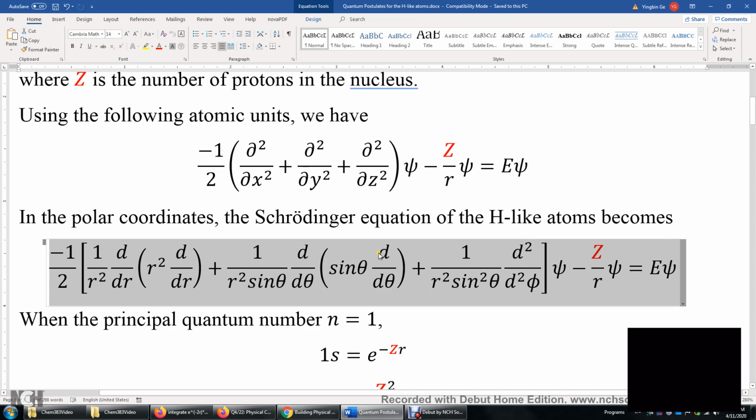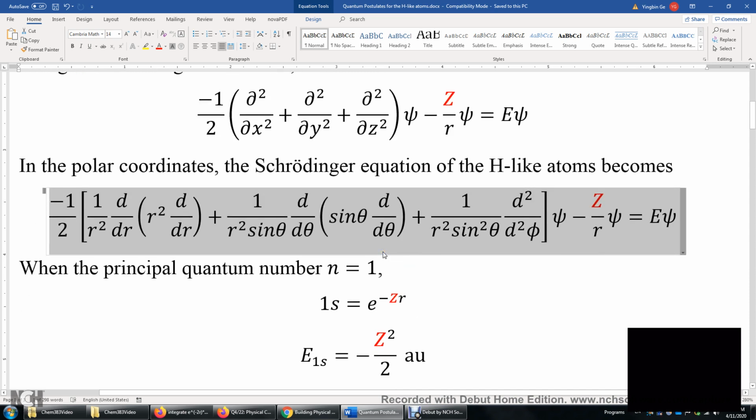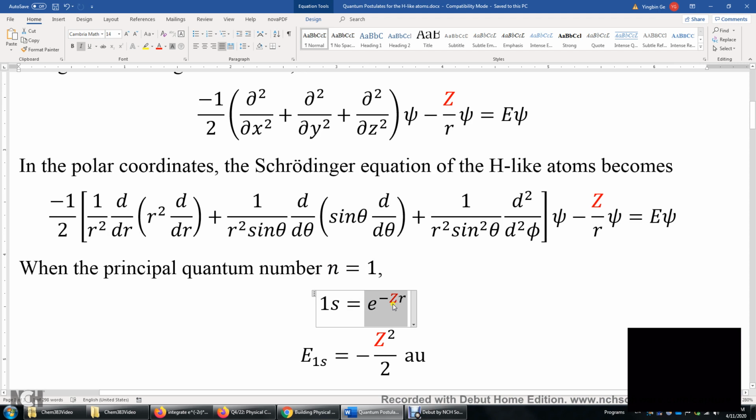After we solve this Schrödinger equation, we'll see, when we're talking about principal quantum numbers, n can be 1, 2, 3, 4, etc. When n equals 1, we have only one s orbital here. The wave function of the 1s orbital is e to the power of -zr. Remember, for the hydrogen atom, the wave function is e to the power of -r. Now we have Z protons. The wave function becomes e to the power of -zr. When you have a larger Z, this function decays faster.